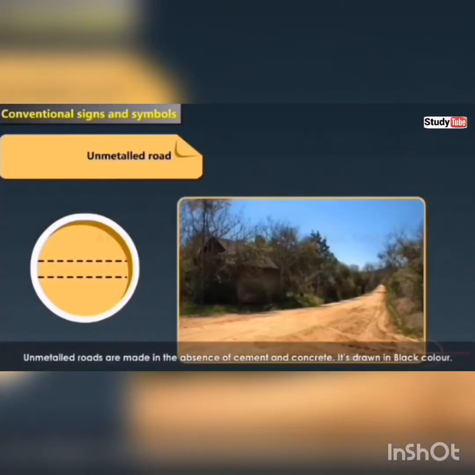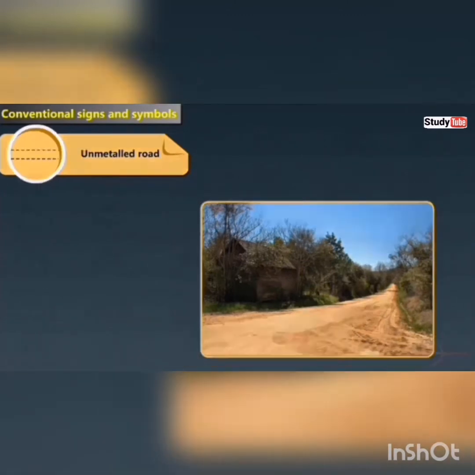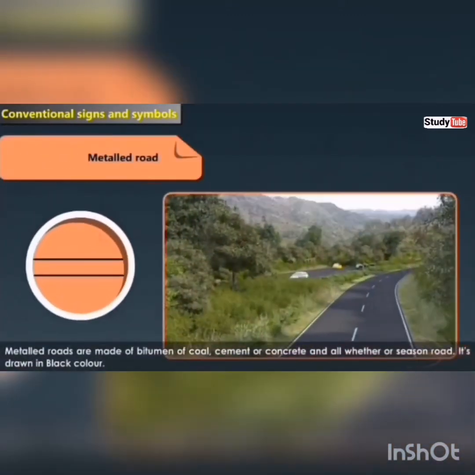Unmetalled roads. Unmetalled roads are made in the absence of cement and concrete. It's drawn in black color. Metalled road. Metalled roads are made of bitumen of coal, cement or concrete and all-weather or season road. It's drawn in black color.